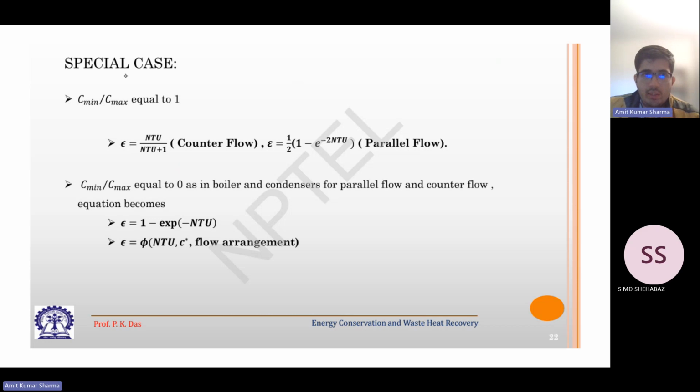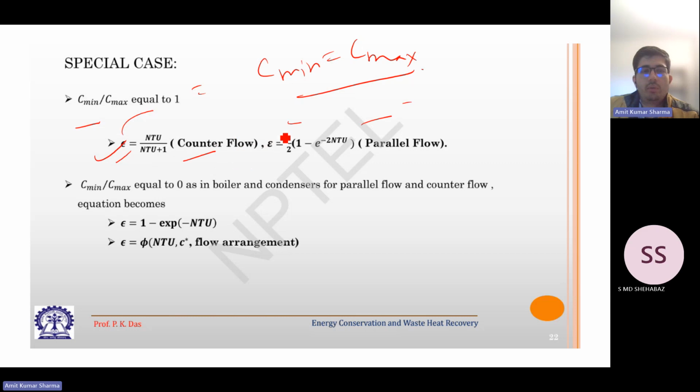So there are special cases. If C minimum upon C max equals 1, it means both capacities are equal. Then this becomes easy. The effectiveness will be NTU upon NTU plus 1 for counterflow, and 1 upon 2 times (1 minus e to the power minus 2 NTU) for parallel flow.